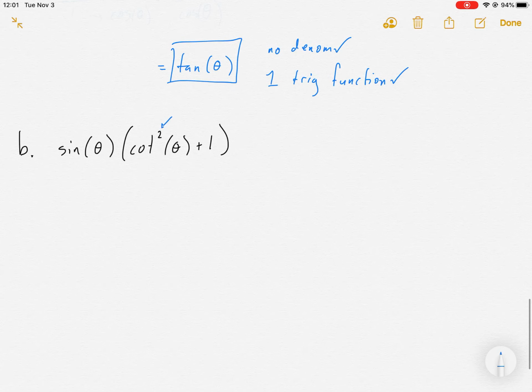If you see squareds and then adding, there's a good chance, again, not always, there's a good chance that this means we're going to be using the Pythagorean identity.